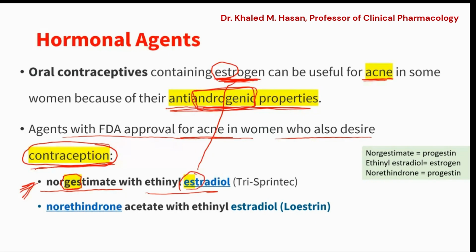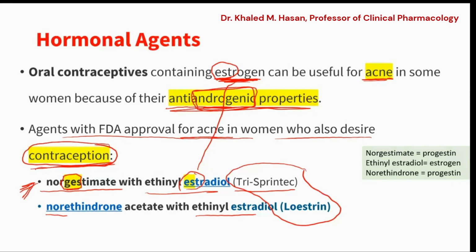We have another one also for acne, called Tri-Sprintec. We have another one, norethindrone, with the same medication, ethinyl estradiol. So we have two medications belonging to the hormonal agent therapy, two contraceptives used for contraception and acne.